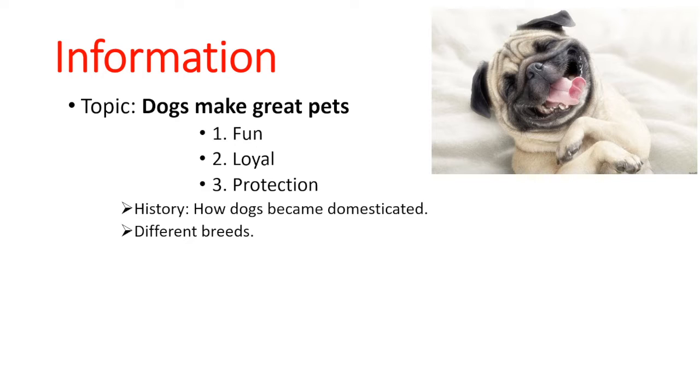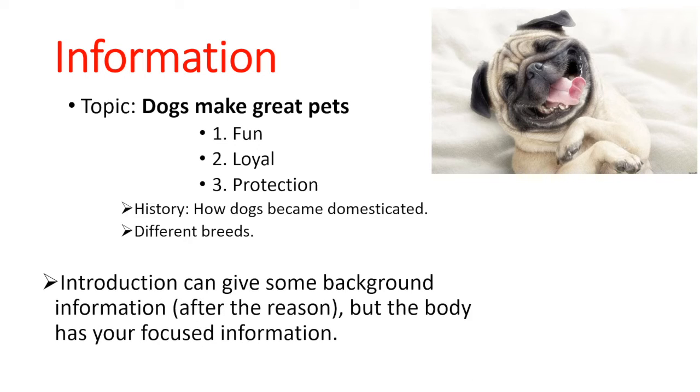However, maybe there's some little bit of different information you want to give to the audience that doesn't actually fall under one of these categories. Like for example, maybe you want to give a little bit of history about how dogs became domesticated, something very short. If you want to do this, you can actually do this in your introduction. So in the introduction, the first step is the greet, then the hook, then your topic, and then the 4th step is the reason. So after the reason, you can give maybe a little bit of background information, like the history or something like that. That goes straight into your guide, and then after that, you can start your body for your presentation.